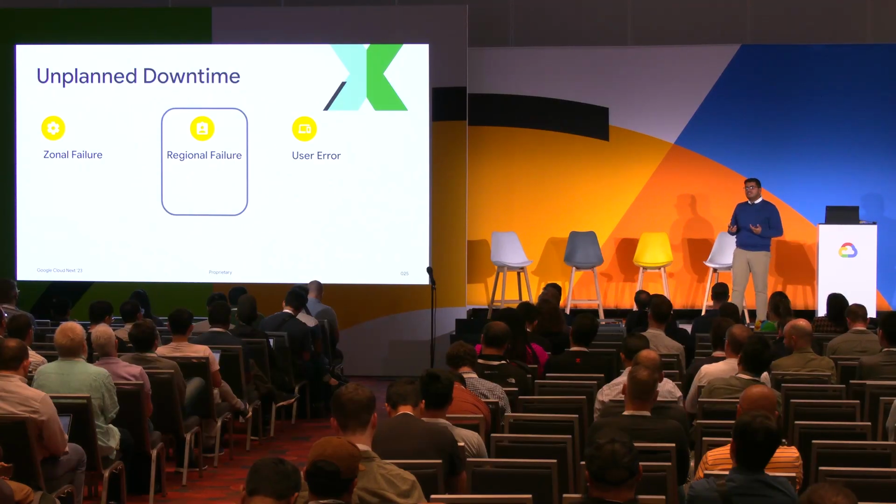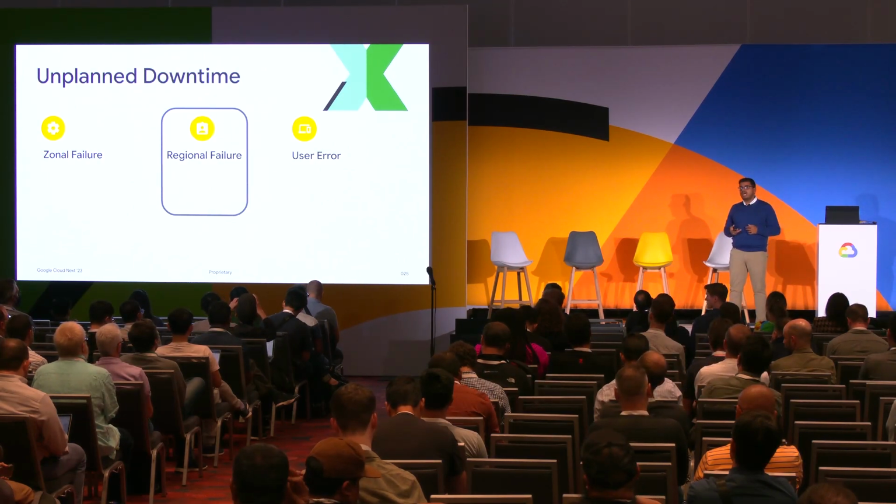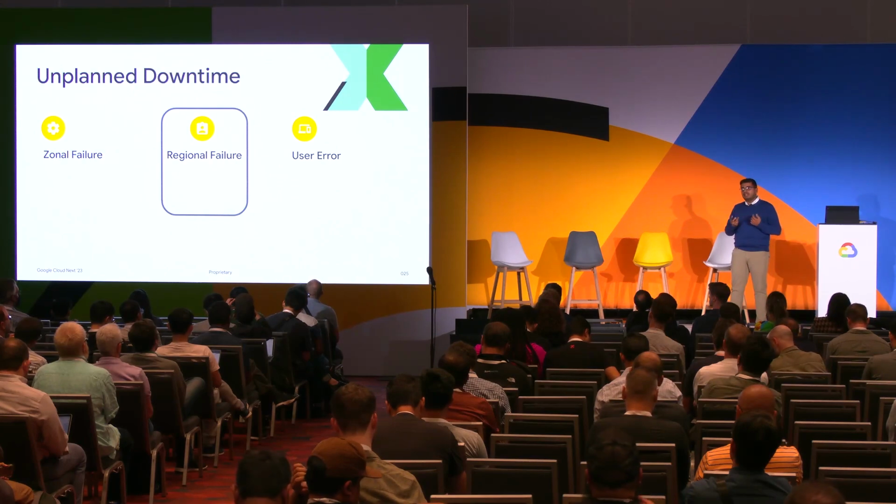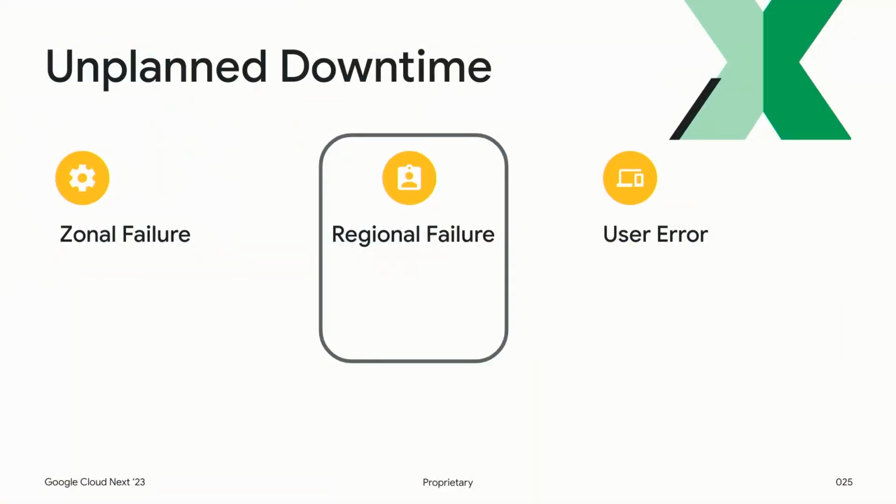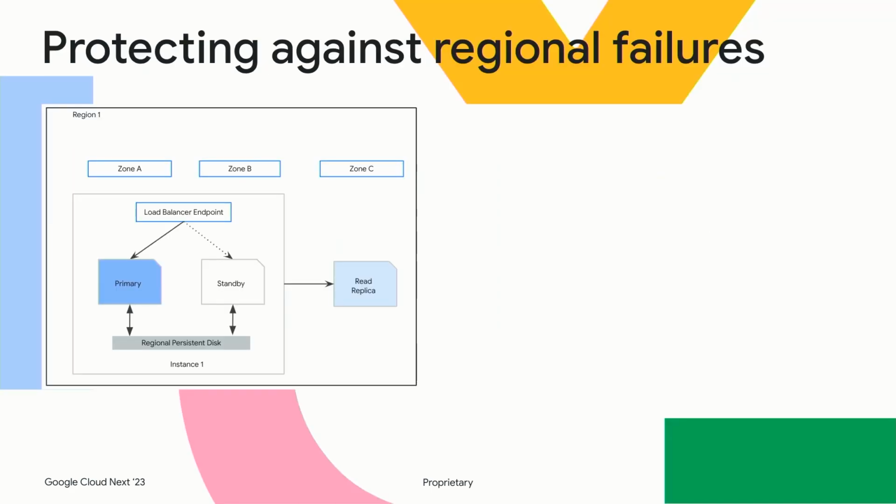Okay, let's talk about regional failure. Regional failure is anything where it could either be multiple zones having an issue, or it could be a network issue that spans across different zones or a whole region, or it could be some sort of natural disaster phenomenon happening that just spans a large geographic area. For this, what you cannot do is rely on resources deployed within the same region.